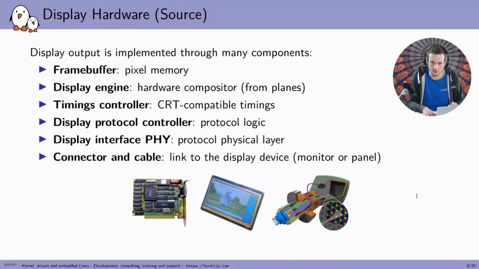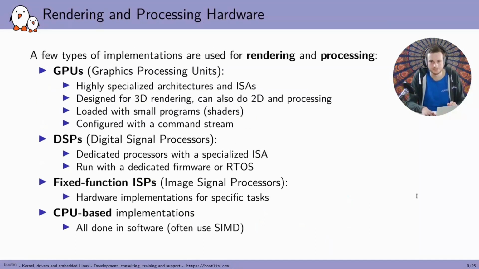So on the pictures below, you can see a graphics card on the left, then a display panel on the bottom, and on the right, we have a cathode ray tube monitor. So usually the graphics card will include pretty much all of the elements from the display engine to the PHY. So that was for display.